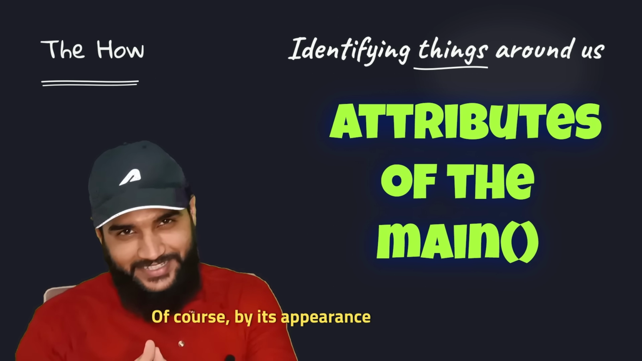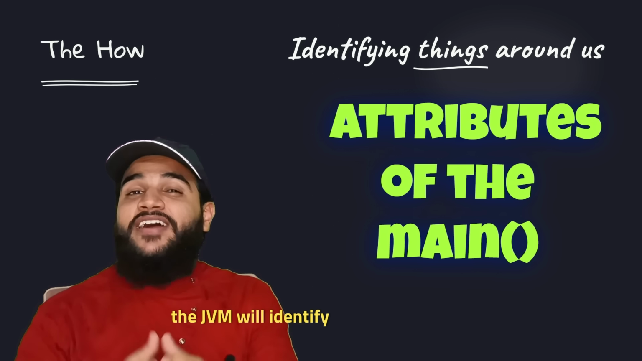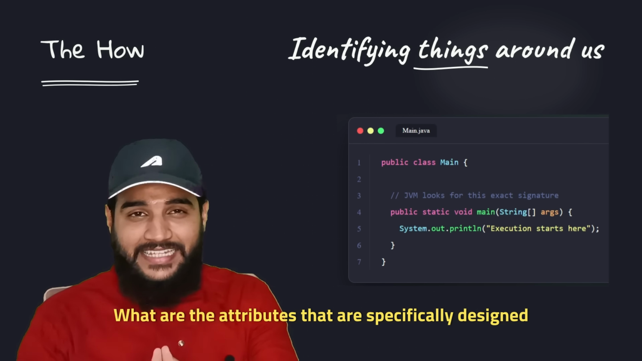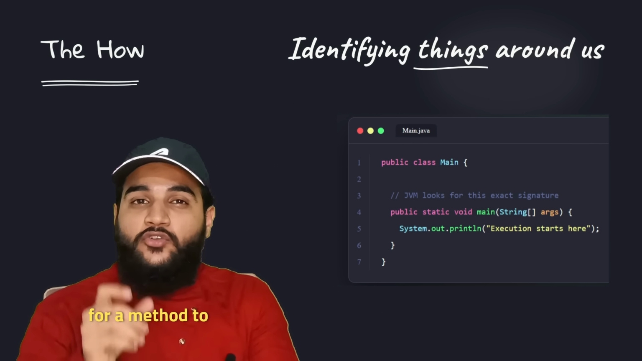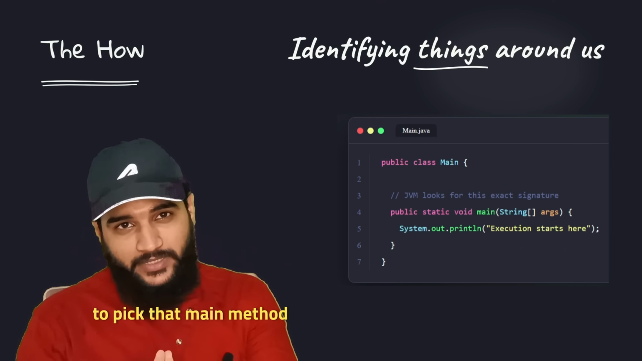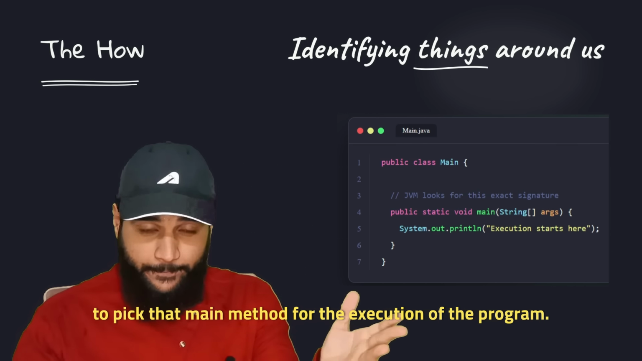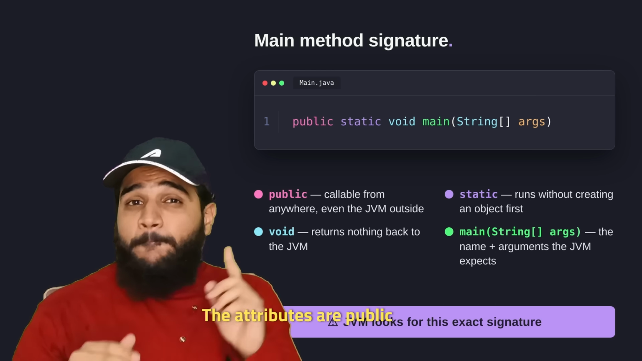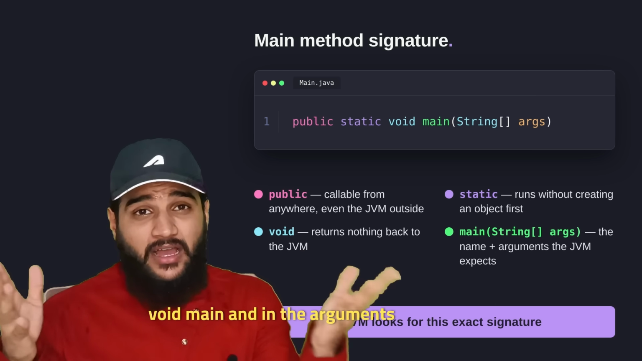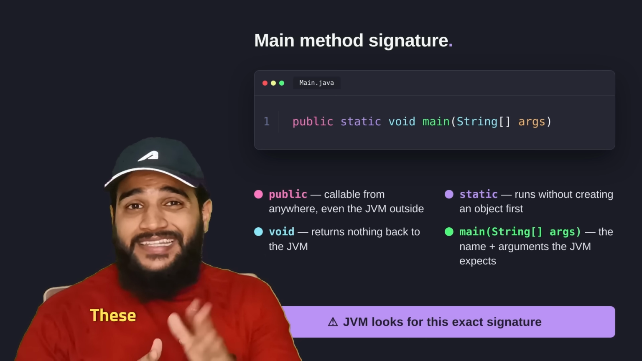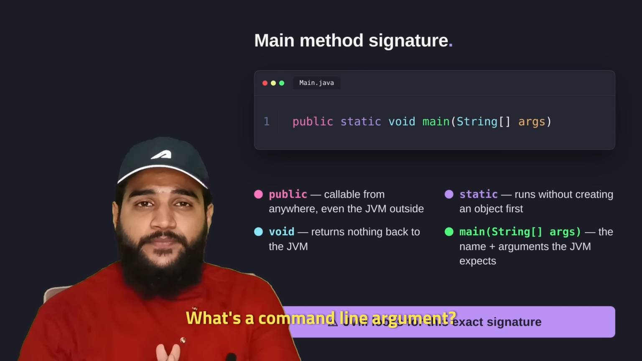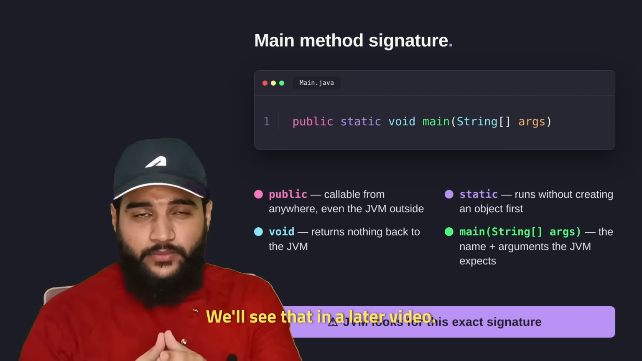Of course, by its appearance and attributes, the JVM will identify the main method. What are the attributes that are specifically designed for a method to be called as a main method and for the JVM to pick that main method for the execution of the program? The attributes are public, static, void, main, and in the arguments, string array. These are the command line arguments that can be passed. What's a command line argument? We'll see that in a later video.